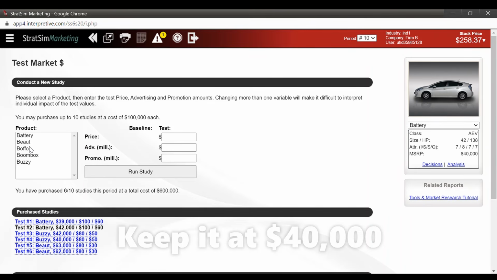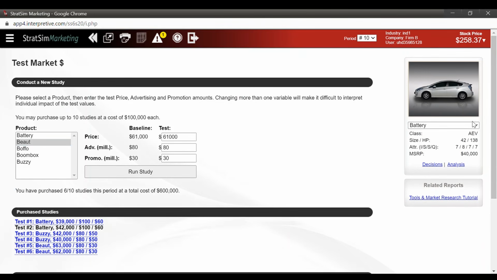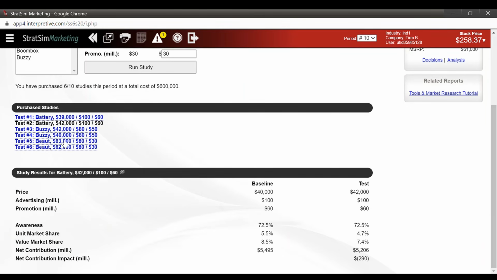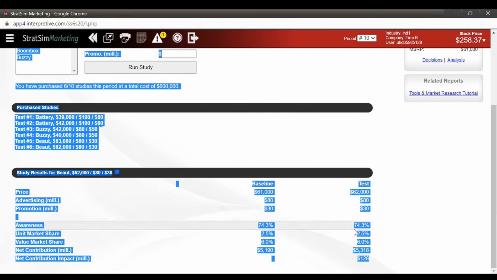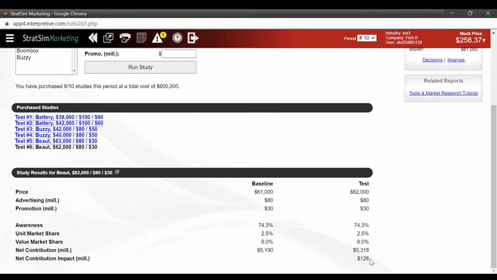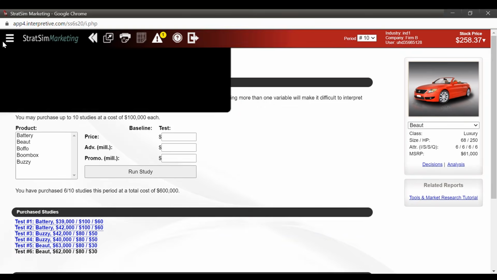Another example is the Butte. If we take a look at the Butte, it was selling at 61,000. Then if we want to increase it, we can put 63,000. Take a look at the results. The difference is minor. We input 62,000 and the difference is slightly better with 128 million. So you actually have the opportunity of increasing the price for the next period, as an example.